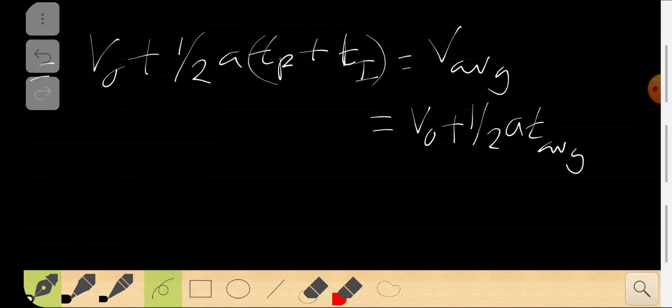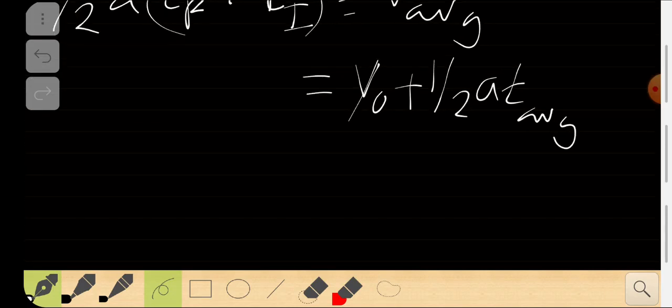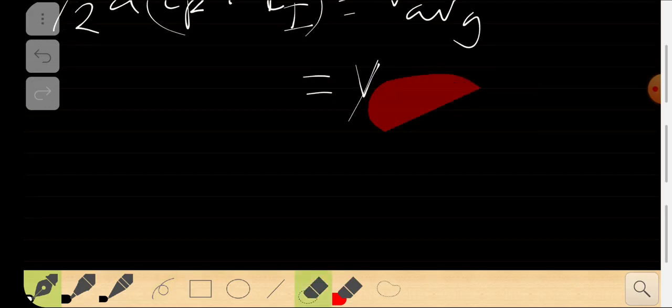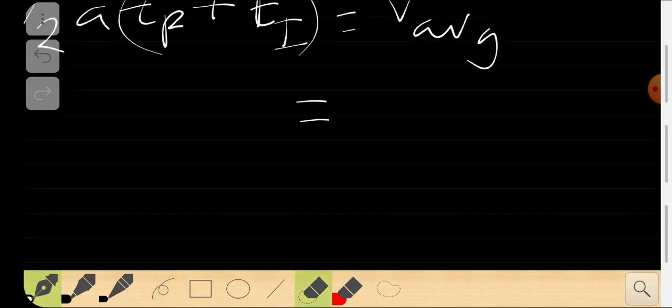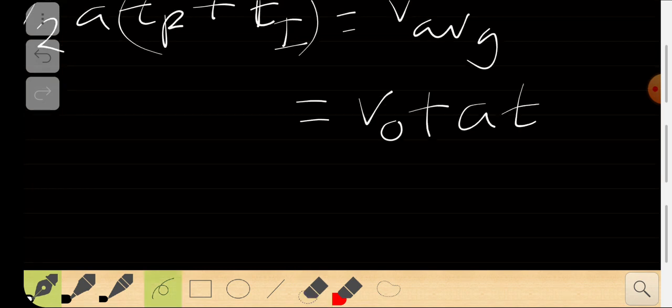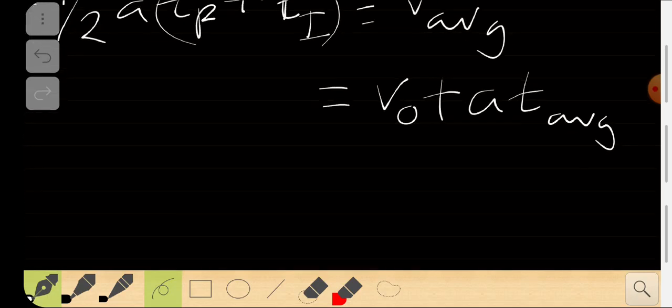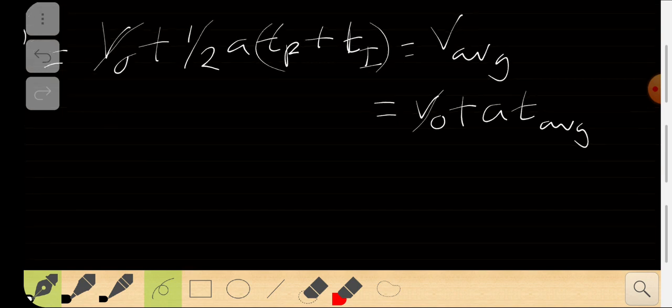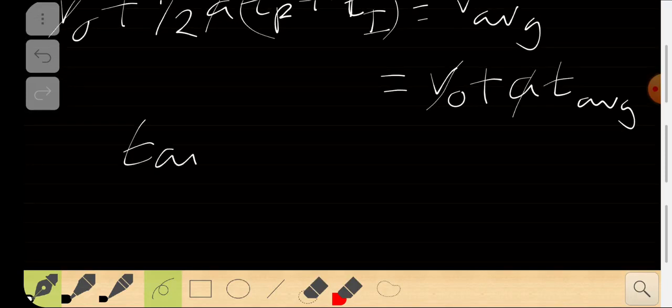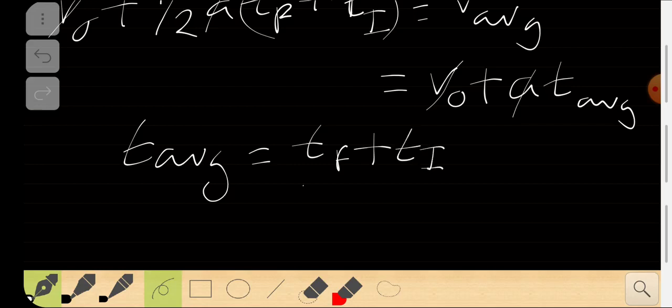Now, v is equal to u plus at, sorry about that mistake. So it's v0 plus at. This is t average. So we can cancel out v0 from both sides, and a will cancel out also. What you get is t average is equal to t final plus t initial divided by 2.